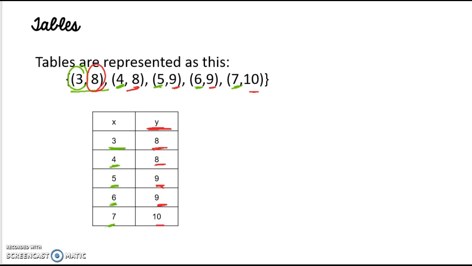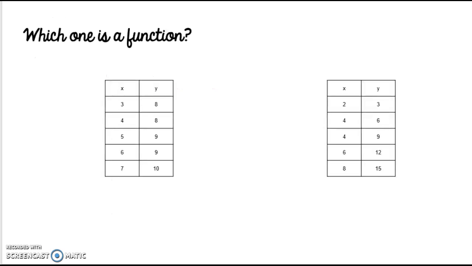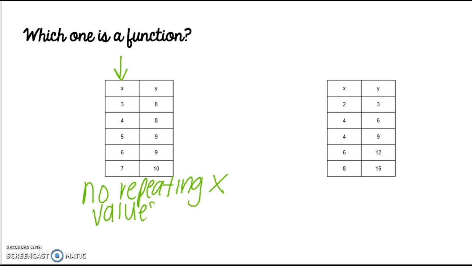into the y column. And we can use a table to determine if there's a function. So remember, we're looking for any double x's, all right? So if you look in this x column, I have 3, 4, 5, 6, and 7. So there's no repeating x values. So because of that, this is a function.